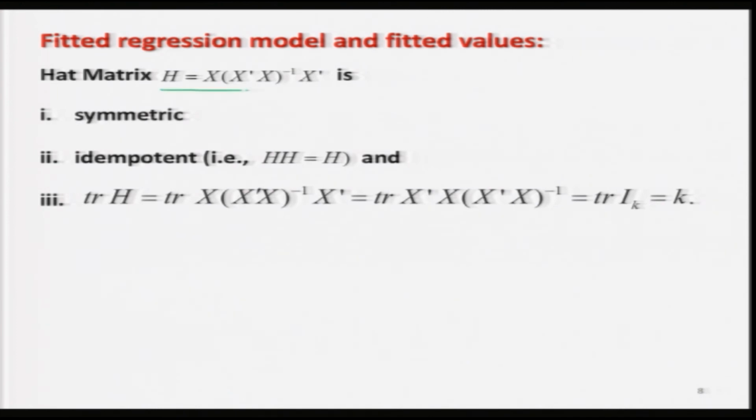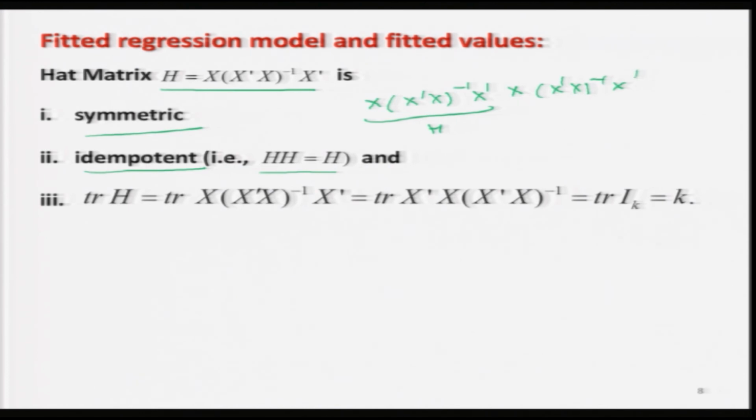This matrix H, which is the hat matrix, is symmetric. It is also idempotent. That means, if you multiply H into H, you write x transpose x whole inverse x transpose, which is H, and repeat it again, x transpose x whole inverse x transpose, which is another H. You can see here x transpose x into x transpose x whole inverse becomes I. So, in the next step, what are you getting? X transpose x whole inverse x transpose, and this is the same as H.